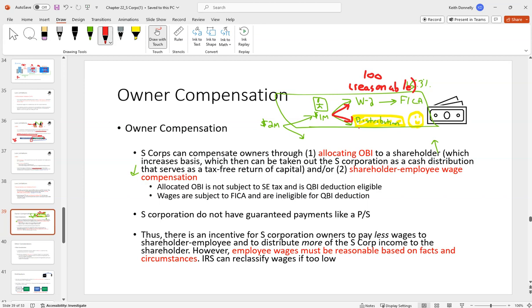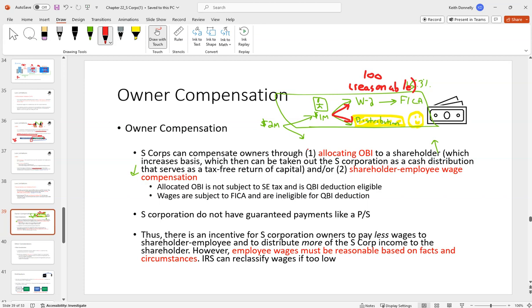You can't just put everything down to distributions. You've got to put something to the W-2, and it's not just a baby amount. It's not just like we'll put 1,000 up to the W-2. No, it's got to be reasonable in amount. So you can look at that there, but this is an important area to be aware of with S corps. People try to play kind of tax tricks with this.